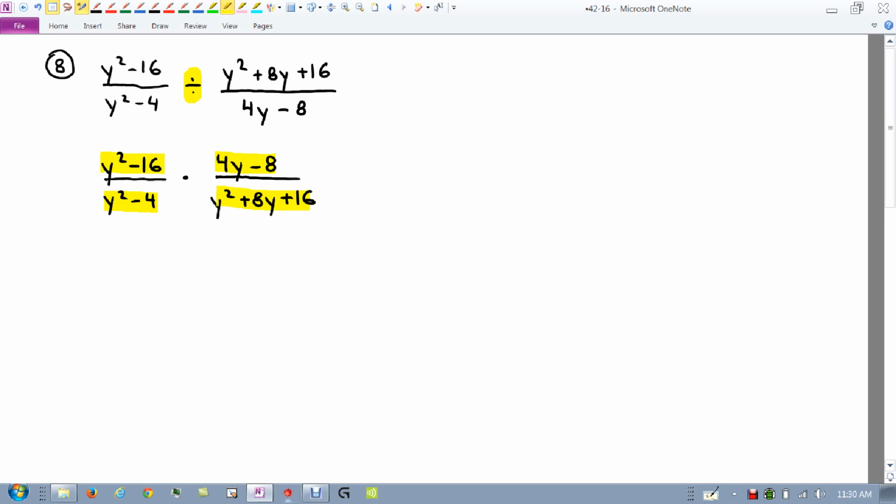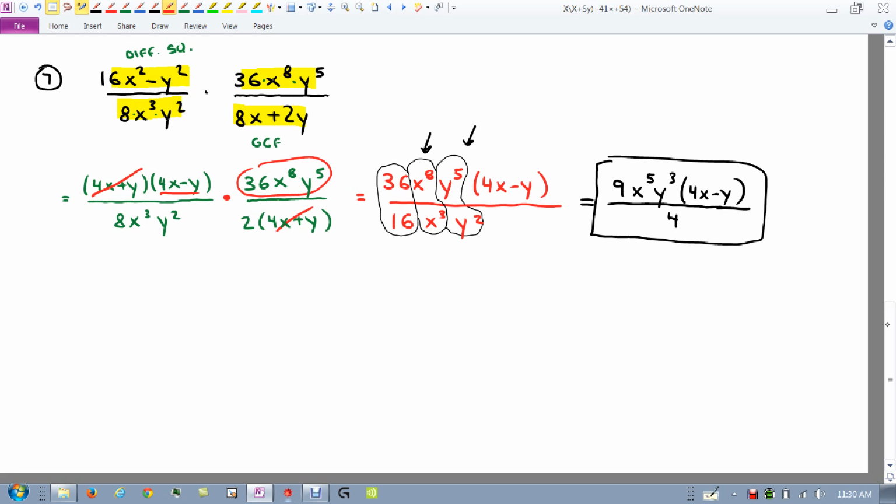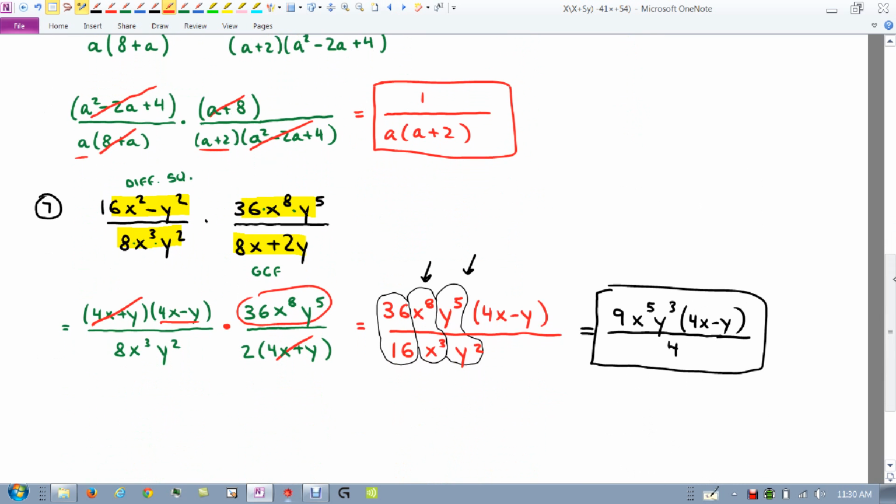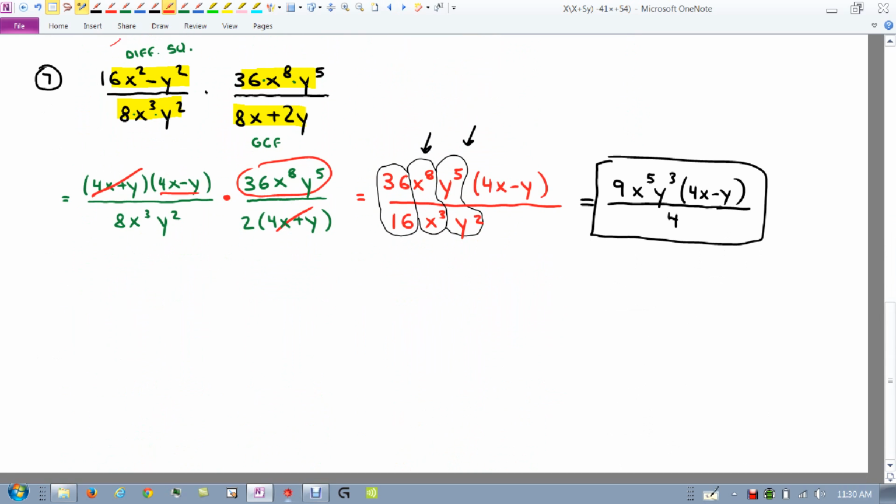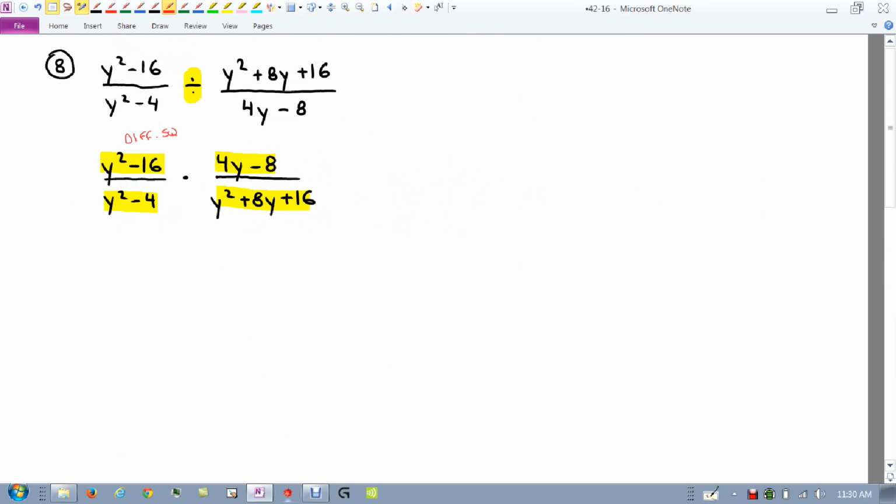We've got 4 things to look at here. Top left, difference of squares. Did I say that on the last problem? Let me see. Yeah, I did. Okay, I wasn't sure if I had said difference of squares or not. Difference of squares there. Here we got difference of squares again. Here we have a GCF of 4, and here we have a possible AC method.